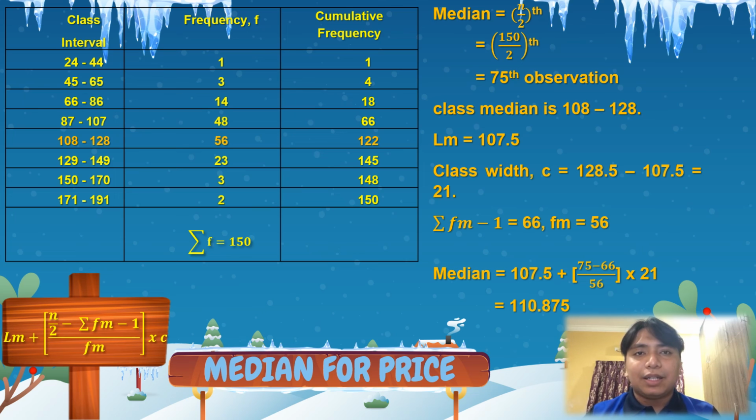The second part is median for the price. In this part, we have class interval, frequency F, and cumulative frequency. The formula to calculate the median for the price is 107.5 plus in bracket 75 minus 66 divided with 56 multiply with 21, and the answer we will get is 110.875, and this is the answer for median for the price.